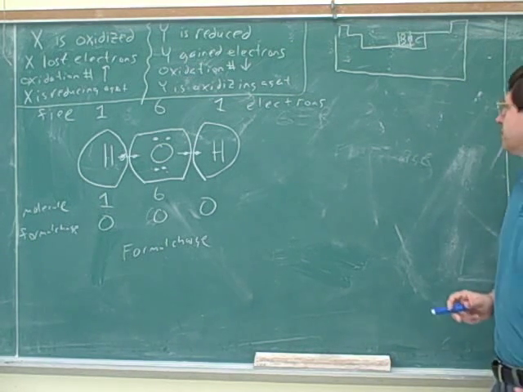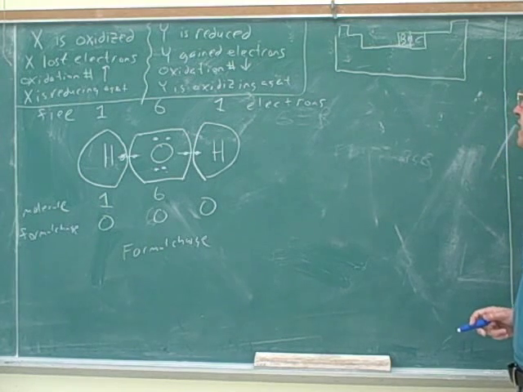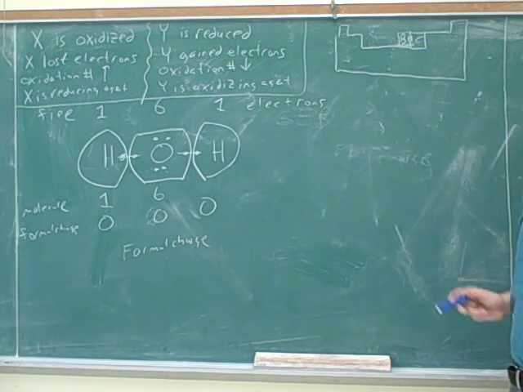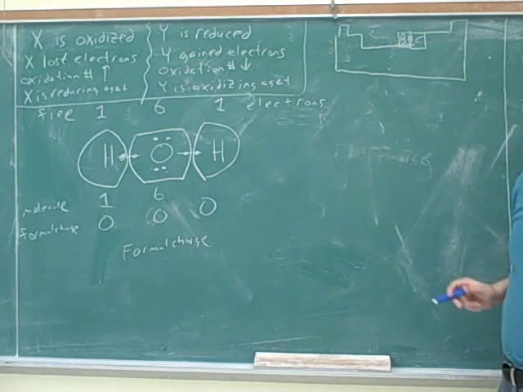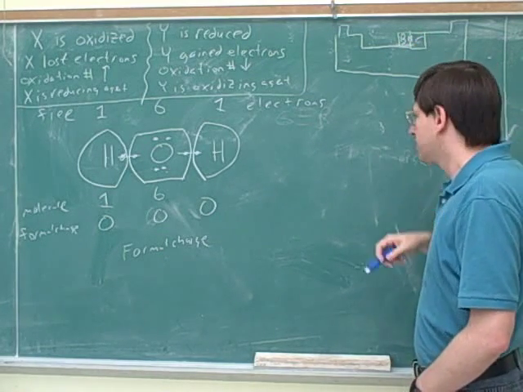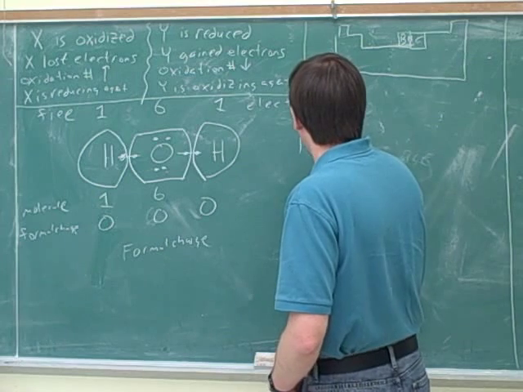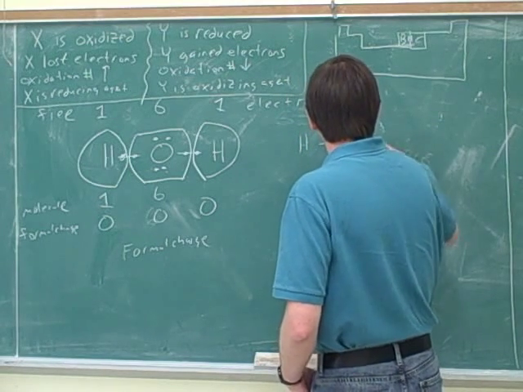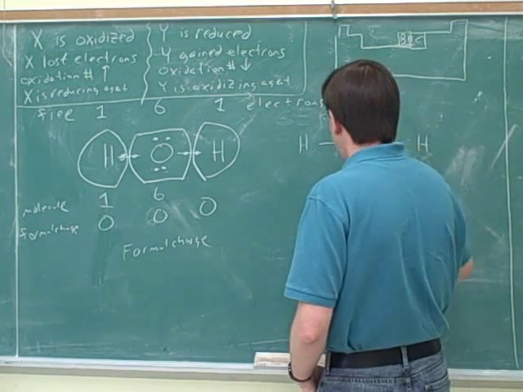Okay. So again, it has some willingness to gain electrons. It also has some willingness to lose electrons. Okay, so now let's think about oxidation number.